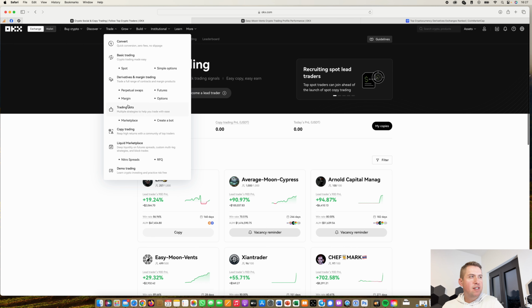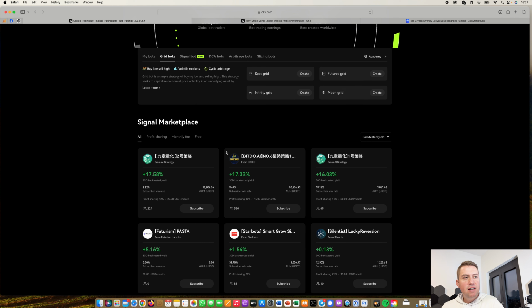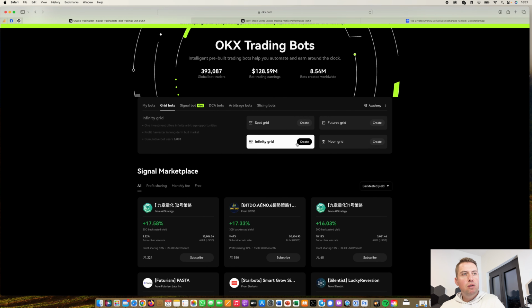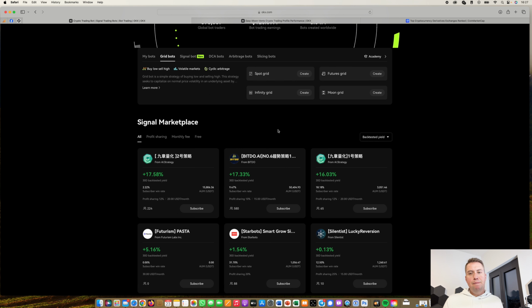And then there are also several options to do trading bots. So there's a marketplace where people offer different trading bots, and you can even set up your own, like a spot grid bot or a futures grid bot and so on. I will probably do a separate video about that.